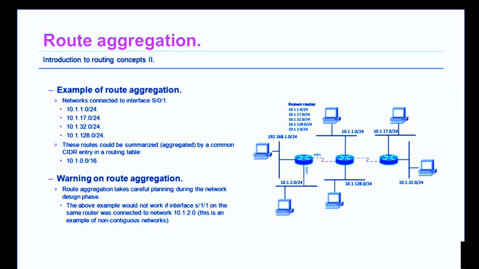Route aggregation takes careful planning during the network design phase. That above example would not work if the serial interface 1/1 on that same router was connected to network 10.1.2.0/24, because that new network makes those networks on the 0/1 interface non-contiguous networks. All the known networks are no longer all in a row. This leads to the fact that the routes could no longer be aggregated or summarized.